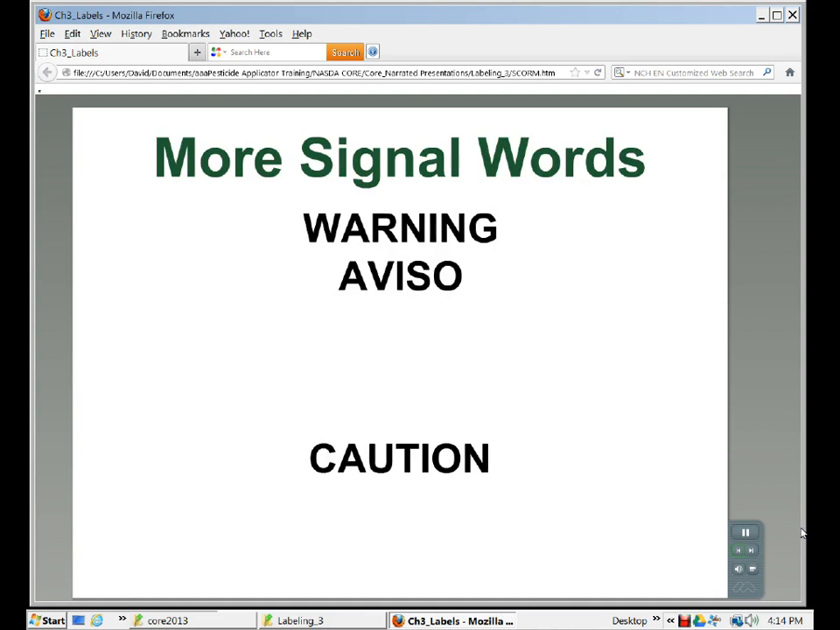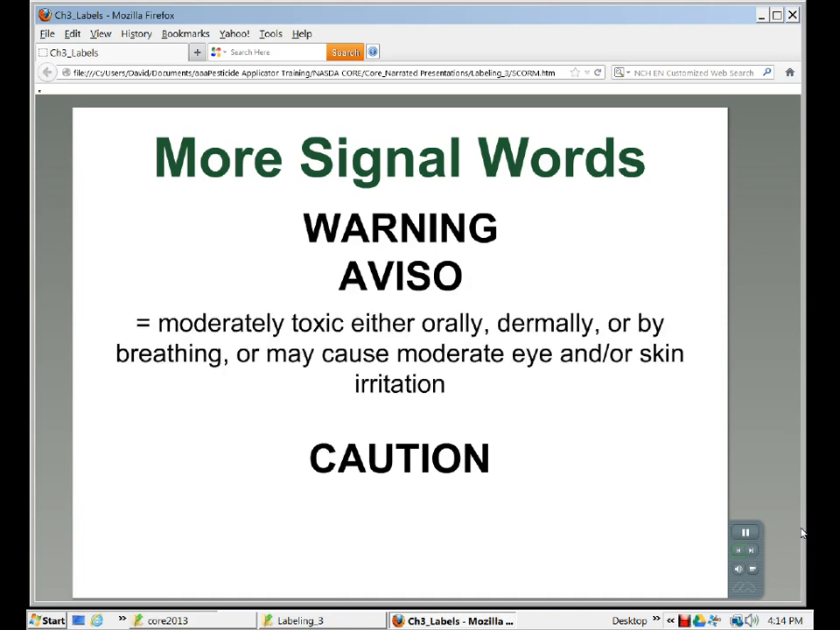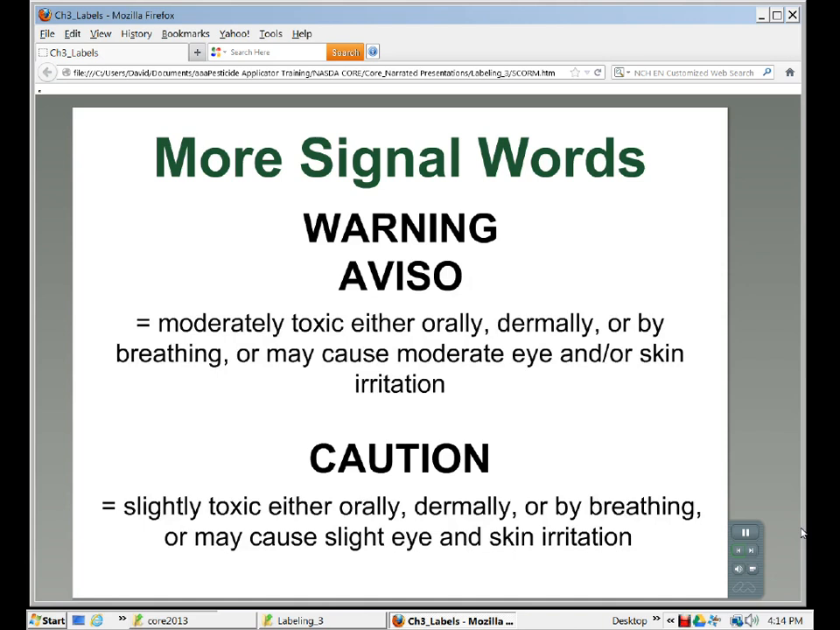The other 2 signal words are warning and caution. Warning, aviso, indicates that the pesticide product is moderately toxic by any route or that it can cause moderate eye or skin irritation. The caution signal word is for products of low toxicity.